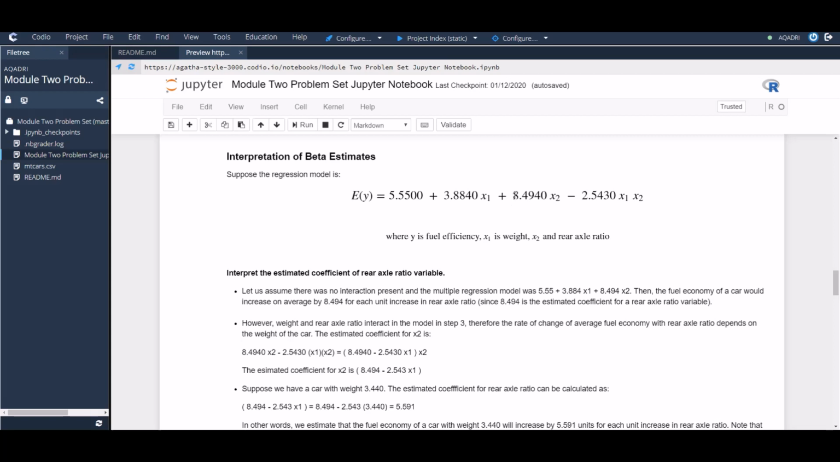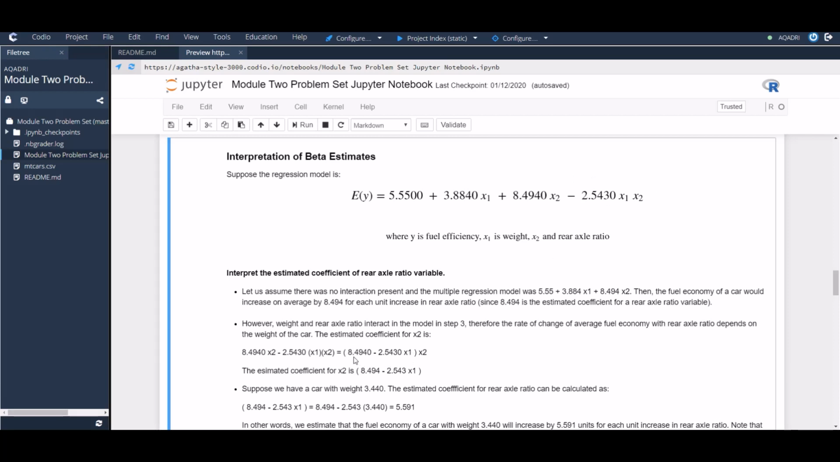So notice that if you just look at this part of the multiple regression equation, x2 is a common factor here. If I take this common factor out, I can rewrite this part of the equation as parentheses 8.4940 minus 2.5430 x1, parentheses closed, x2. x2 is the common factor, so I took that out and rewrote this part of the multiple regression model as follows.